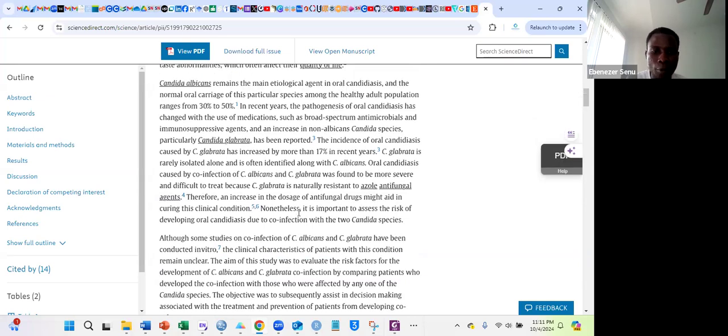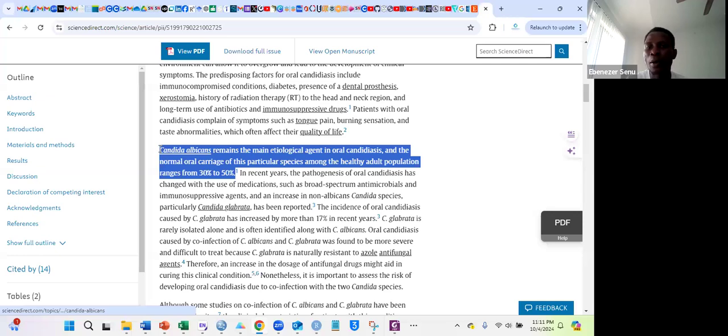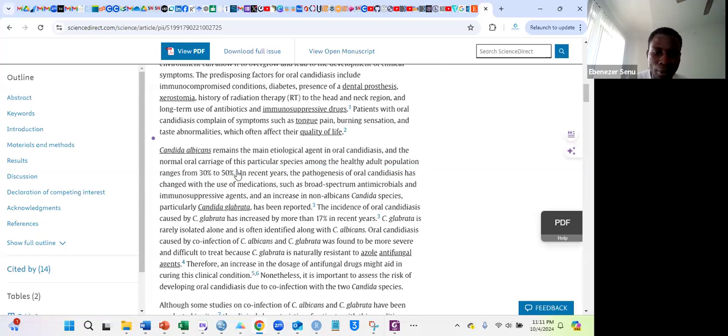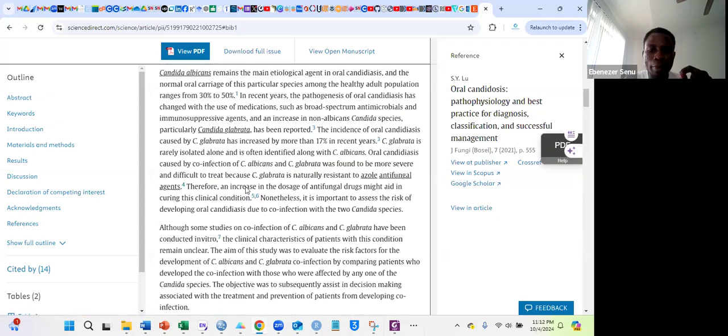But for example, you pick information from here that candidiasis remains the main etiology of oral infection, and the normal carriage of this particular organism among the healthy population ranges from 30 to 50 percent. If you pick this information, you have to paraphrase it. There's a way we paraphrase it, either on your own or using one of the many online tools for paraphrasing. I'm sure they will take you through that. This whole information that you pick and rephrase into your own sentence was taken from reference number 1. So if you pick this information, you have to reference that article, the 2021 article. That's the article you are going to reference in your work, because this paper also picked their information and referenced them. So you also reference them. You have to know the information you pick, who said it, and what you are referencing.